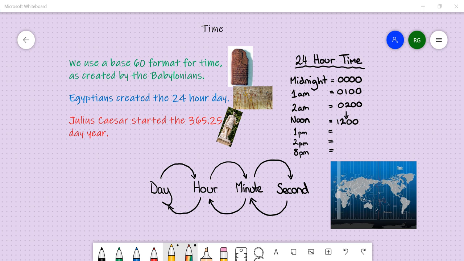Now the base 60 format is actually really useful. The number 60 can be divided by many different numbers to create a whole integer. E.g. 1, 2, 3, 4, 5, 6, 10, 12, 15, 20, and 30, and 60 of course. It makes it a really good number for dividing up.